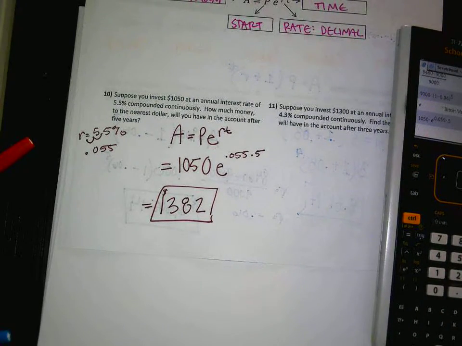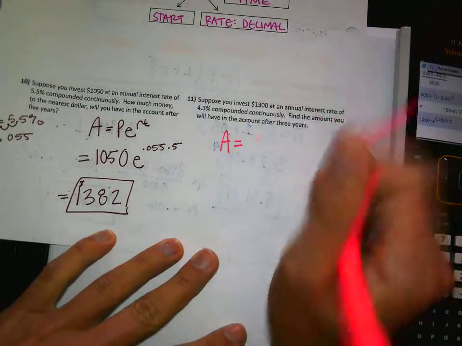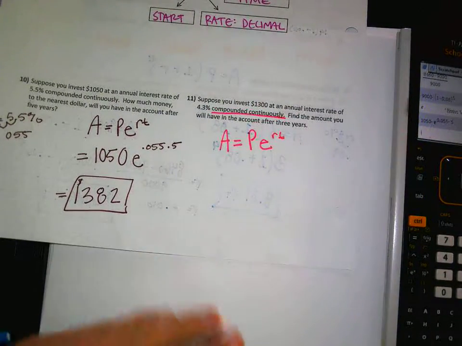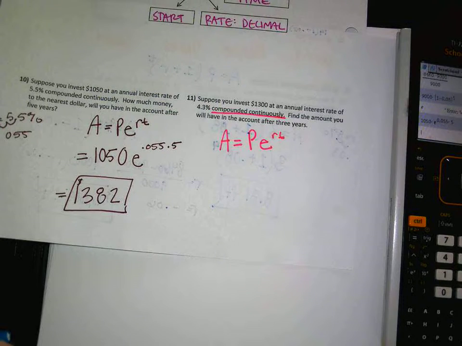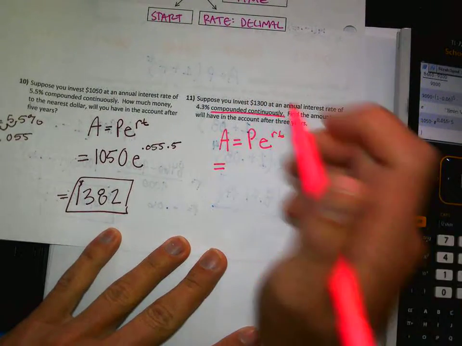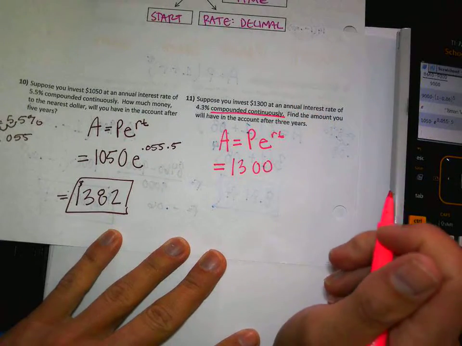All right, I'm going to do number 11, and then I will be done. So, still using the PERT formula because it says compounded continuously right there. So it says suppose you invest $1,300 at an annual interest rate of 4.3% compounded continuously. Find the amount you'll have in the account after 3 years. So what is the P value, the starting value? 1,300.